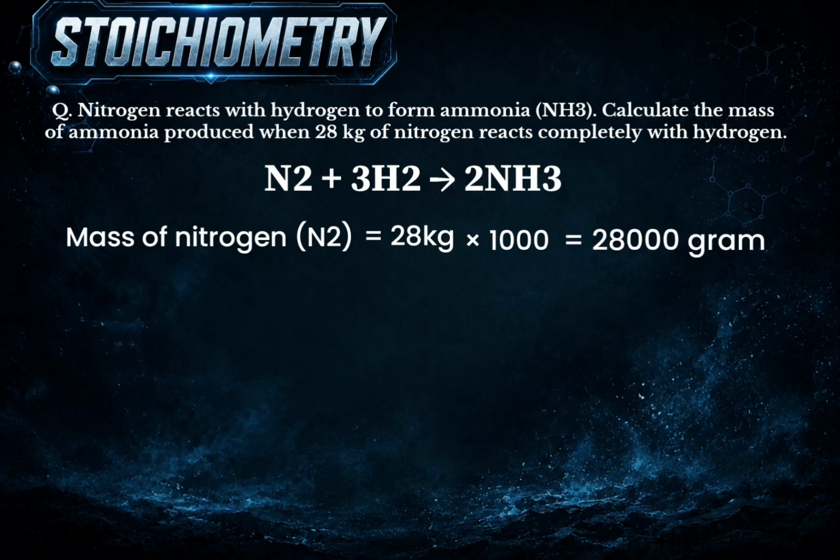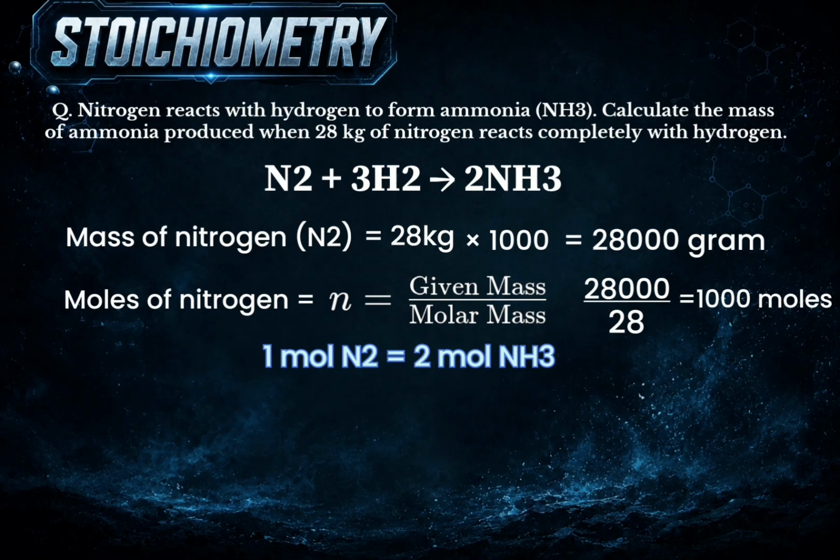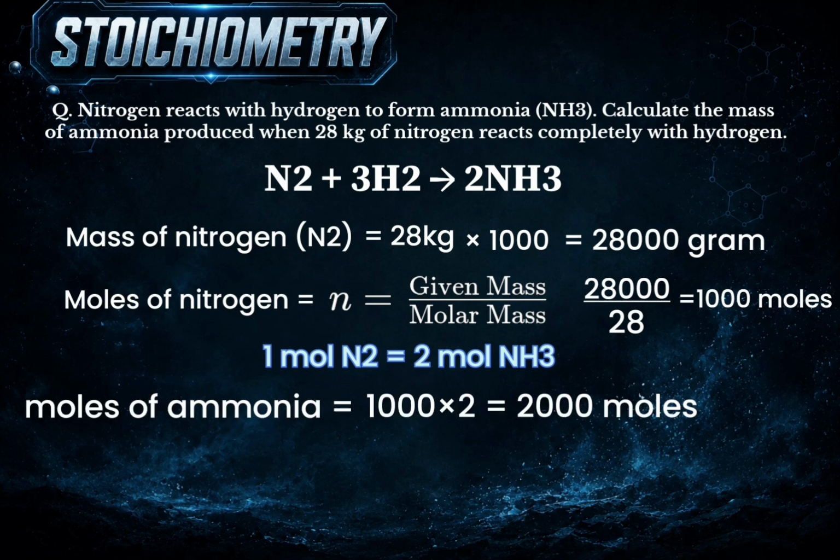Now, we start by finding the moles of nitrogen. The formula for moles is given mass divided by molar mass. Given mass is 28,000 grams. Molar mass of N2 is 28 grams per mole. After solving, we get 1,000 moles of nitrogen. 1 mole N2 equals 2 moles NH3. So, moles of ammonia will be double the moles of nitrogen. Moles of ammonia is 1,000 times 2 equals 2,000 moles.